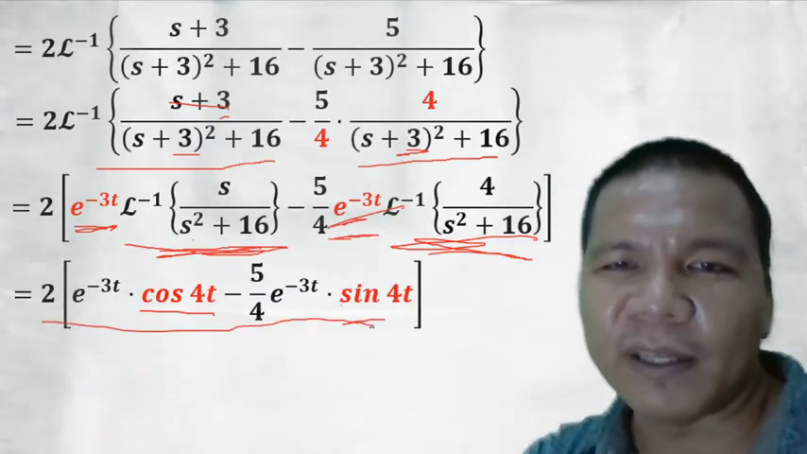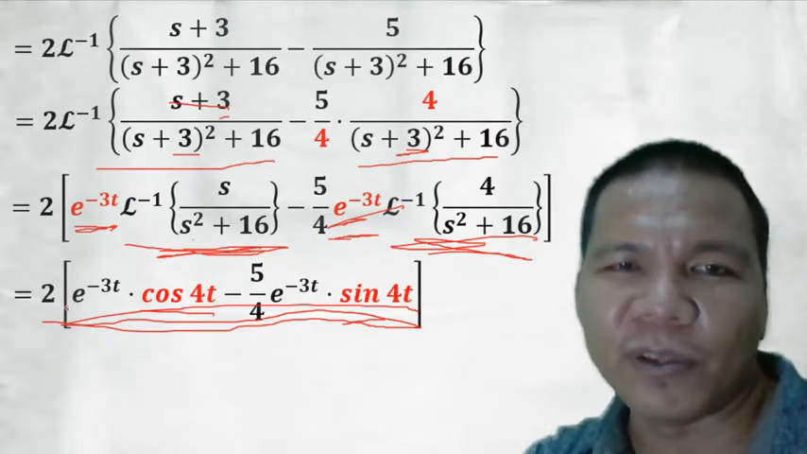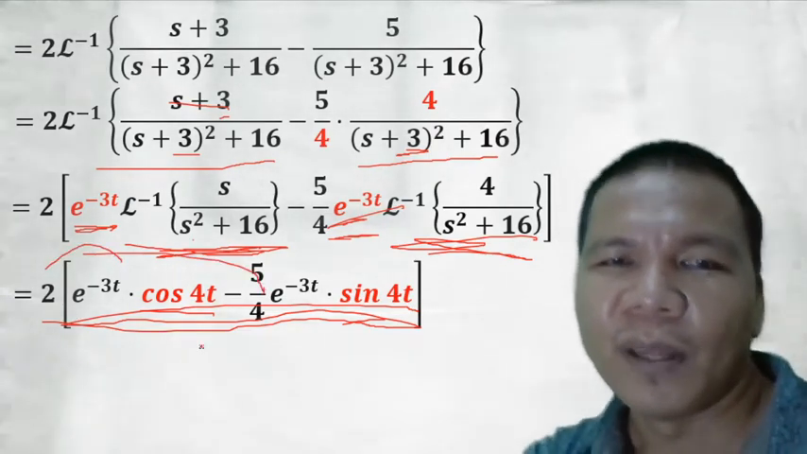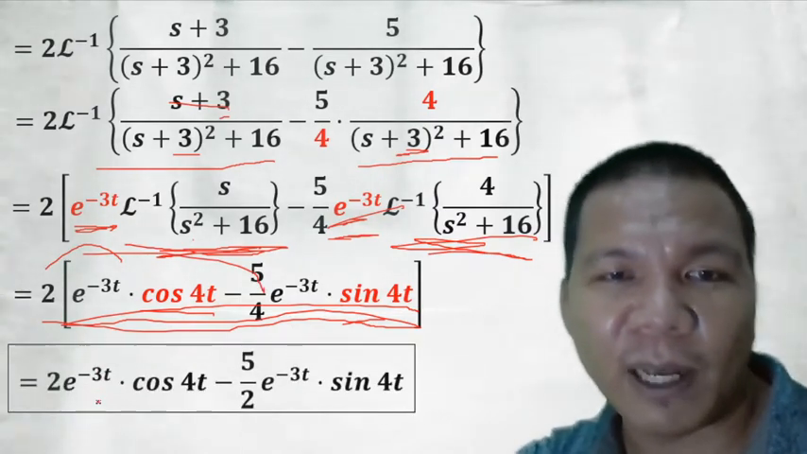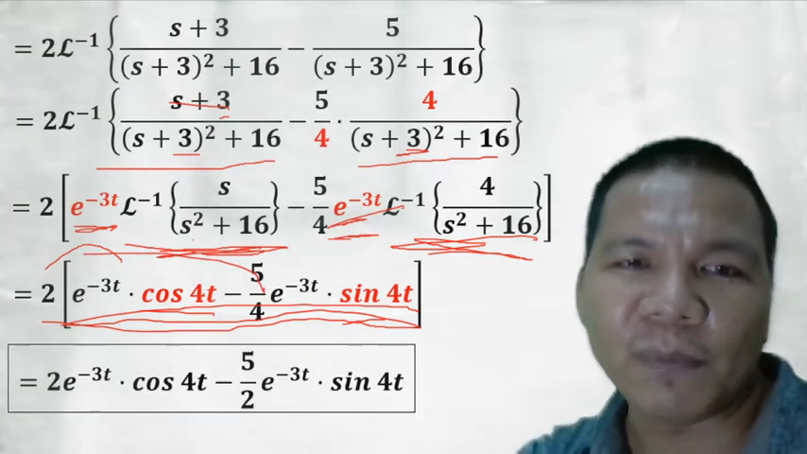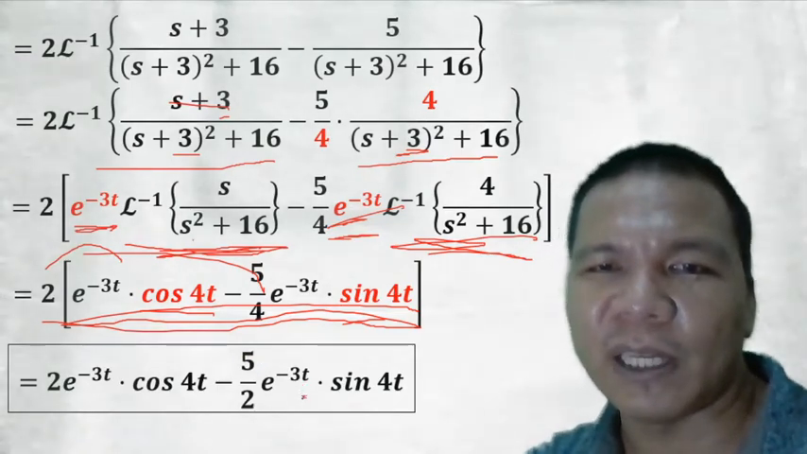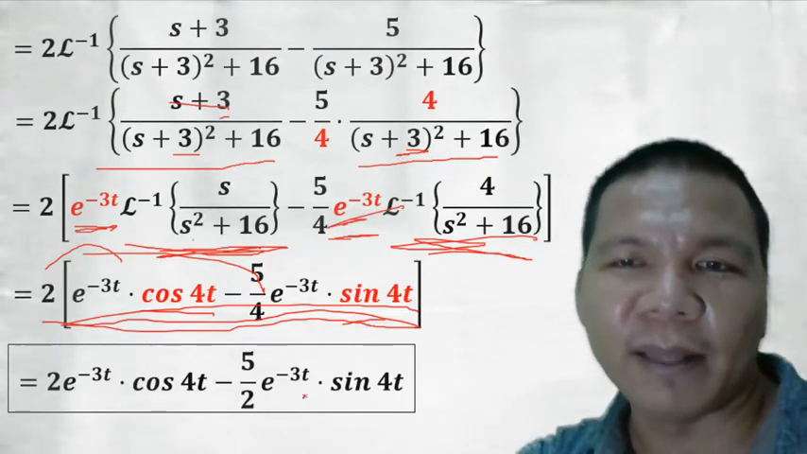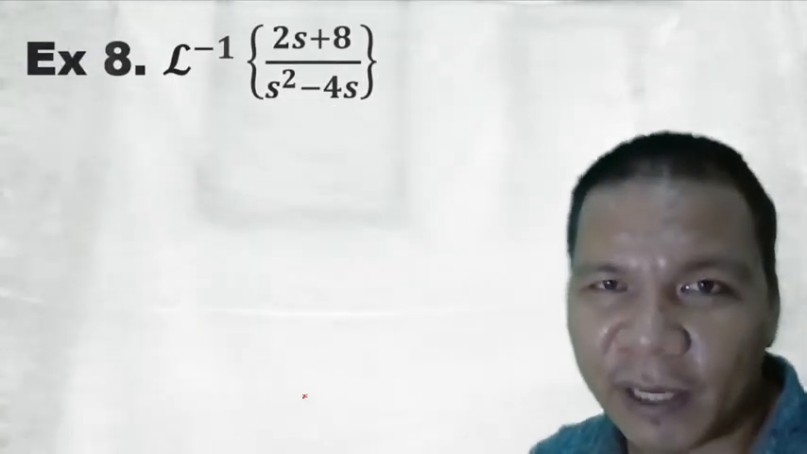To simplify these terms, we need to distribute 2 to each of the terms. So multiply 2 to e raised to minus 3t, that becomes 2 times e raised to minus 3t cosine of 4t. Multiply 2 to 5 over 4, that becomes 5 halves e minus 3t sine of 4t. That will be your final answer. Alright, let's have another example here.